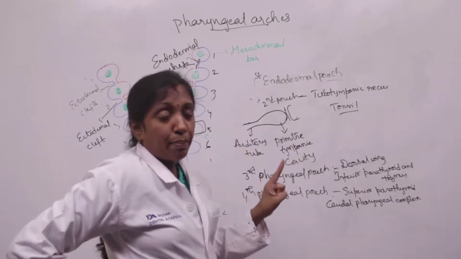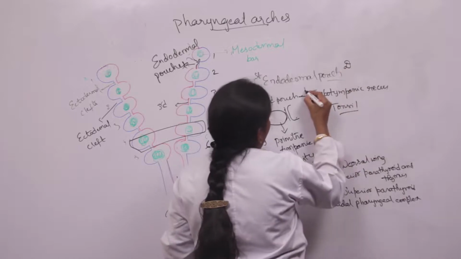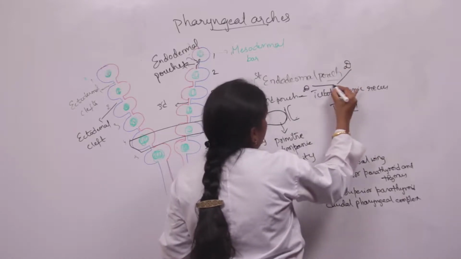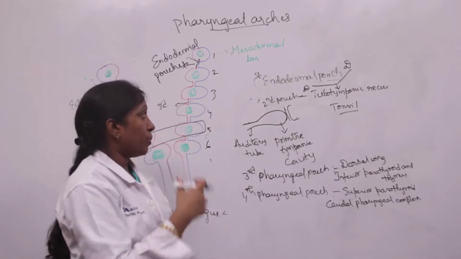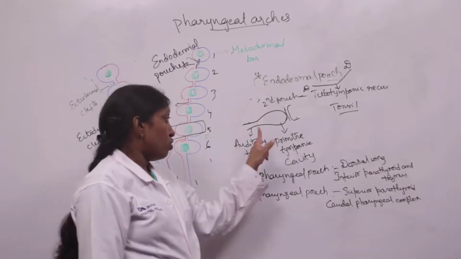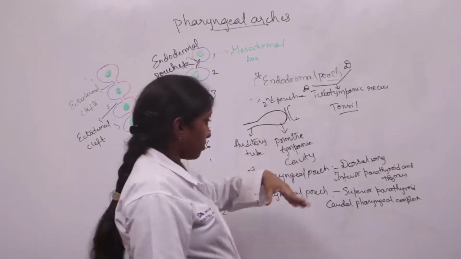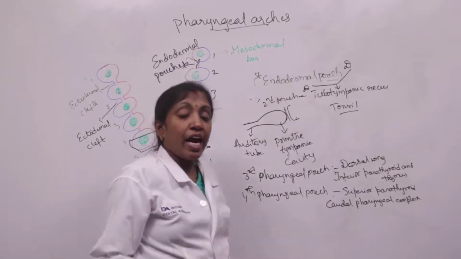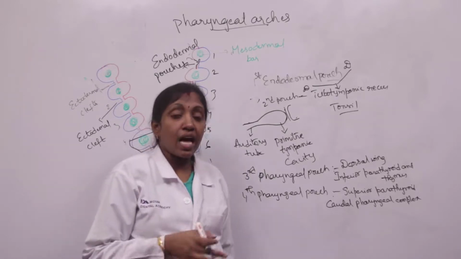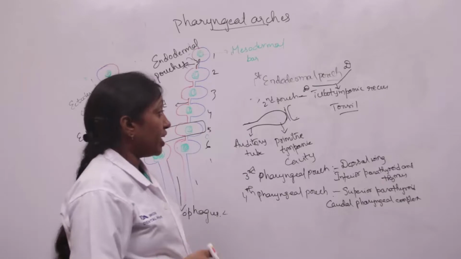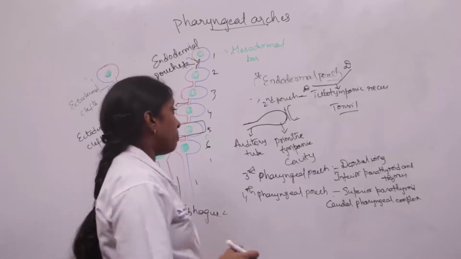So the dorsal part of the first pouch and the dorsal part of the second pouch together form the tubotympanic recess. This tubotympanic recess gives rise to the auditory tube and also the primitive tympanic cavity. This primitive tympanic cavity, in future, gives rise to the mastoid antrum, mastoid air cells, the mucous lining of the tympanic cavity, and the inner layer or endodermal layer of the tympanic membrane.